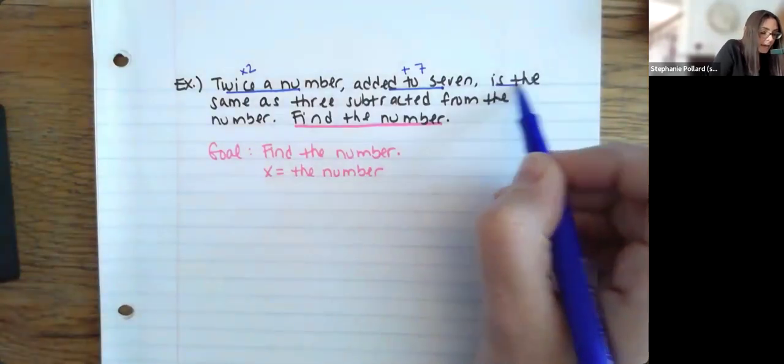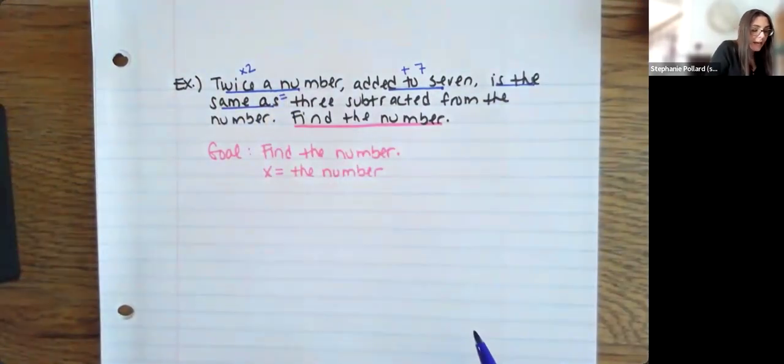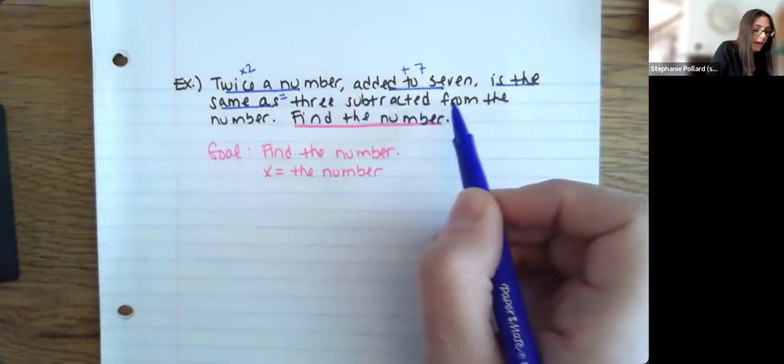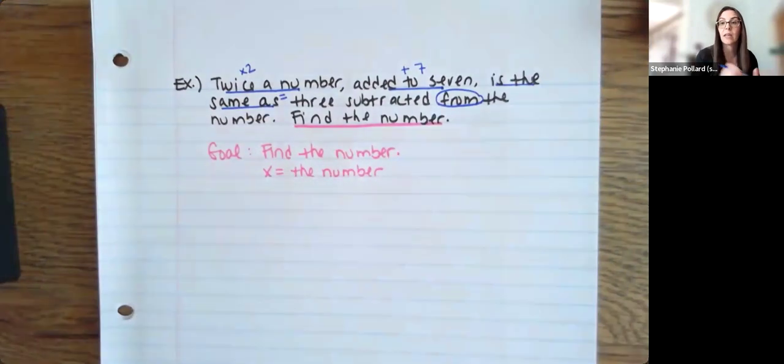Is the same as is a keyword for equals. And then I see 3 subtracted from the number. And again, watch out. Remember we talked about those keywords of from and than can reverse the order. So this is something else that's jumping out at me that I need to pay attention to.